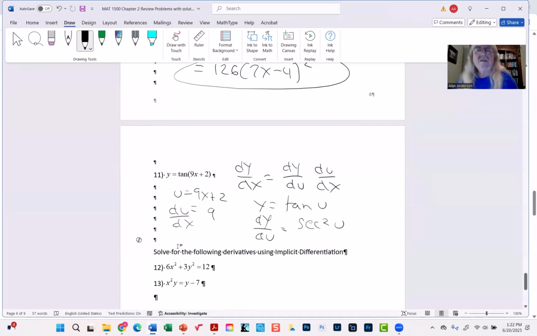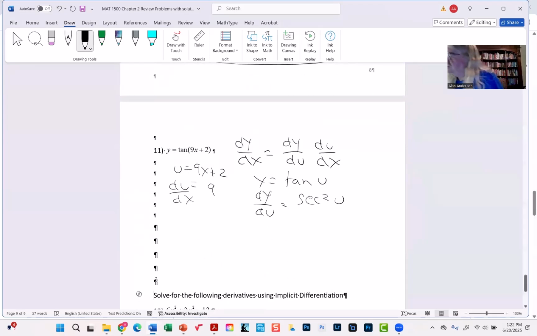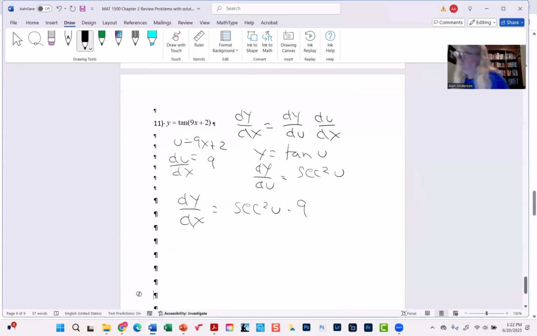Okay, so remember how this works. dy dx must equal dy du, which is secant squared u, times du dx, which is 9. And of course, u itself is 9x plus 2.